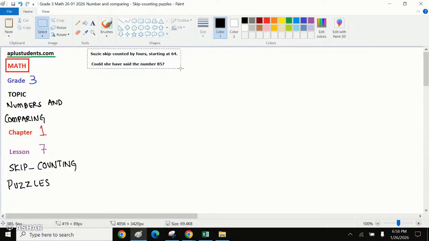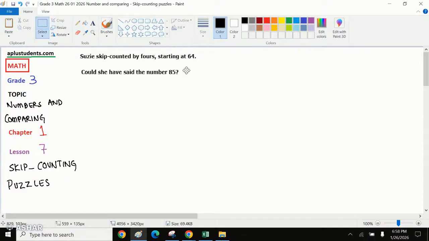It says Susie skip counted by 4s, starting at 64. This is our question number 1. She started at 64. That means if the first number is 64, we cannot have 65. We cannot have 66. We cannot have 67. But we can have 68 because this is skipping by 4. Skipping by 4 means plus 4. That means we are adding 4 to each number.